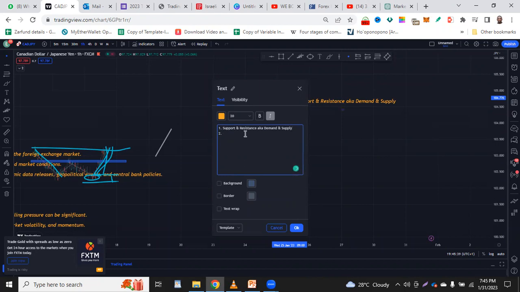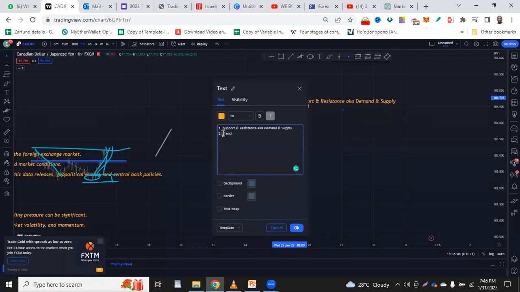Number two, we want to identify the trend. In fact, trend is probably what you want to identify first. It's actually in that order. You identify the trend first, then you go to supply, support and resistance, and then before you start asking yourself where the entry is going to be.